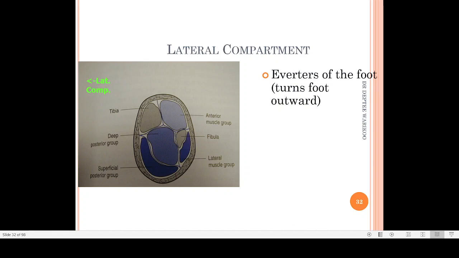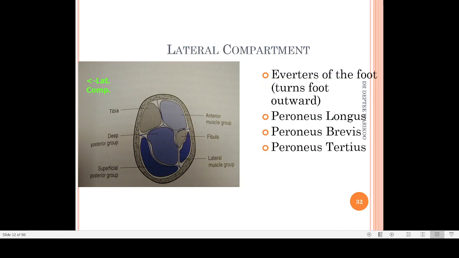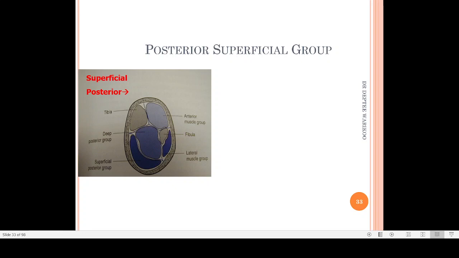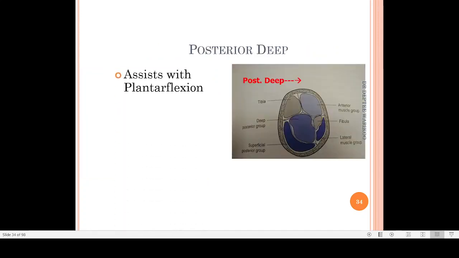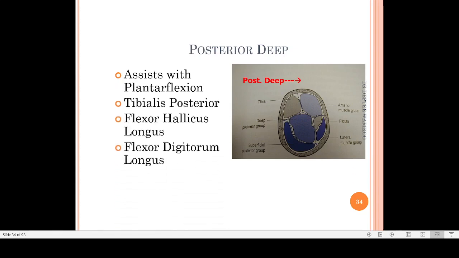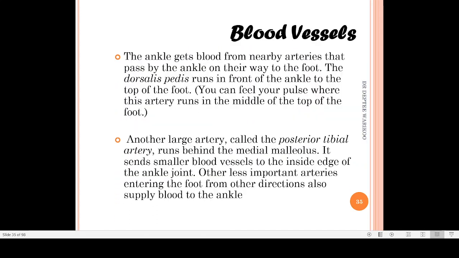Then the lateral compartment, we have the evertors of the foot, peroneus longus, peroneus brevis, tertius and also the superficial peroneal nerve. Then the posterior compartment has a superficial group and a deep group. The superficial group has the plantar flexors, the gastrocnemius and soleus. Then the deep group has the deep plantar flexors, that is tibialis posterior, flexor hallucis longus, flexor digitorum longus, and the posterior tibial artery. So these are the basic structures.